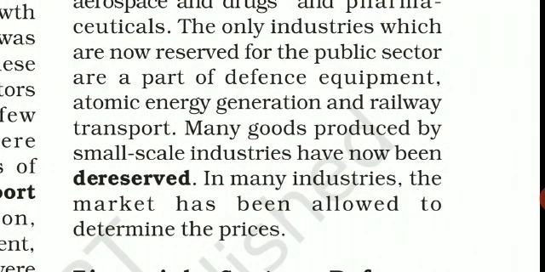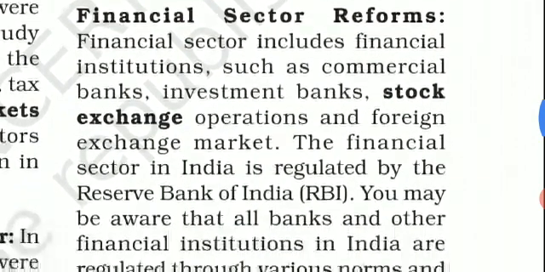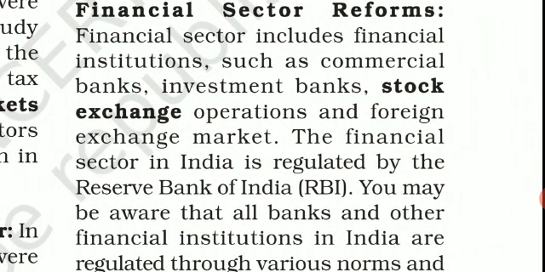Now, the control of the public sector was reduced, was limited. It was kept open only for those areas where the private players cannot perform, such as defense equipment, atomic energy generation, and the railway transport. Rest all the sectors were privatized. Third, controlling or safeguarding certain products for the small scale industries was also removed. It was made dereserved. Now it was open for everybody. And the prices of the products were not decided by the government, they were decided by the market. These were the reforms which took place in the case of the industrial sector.